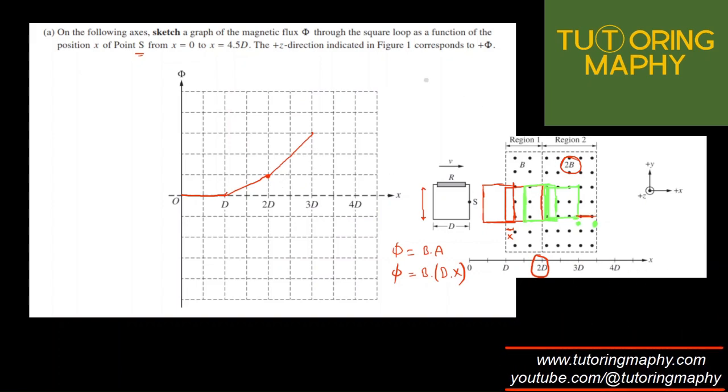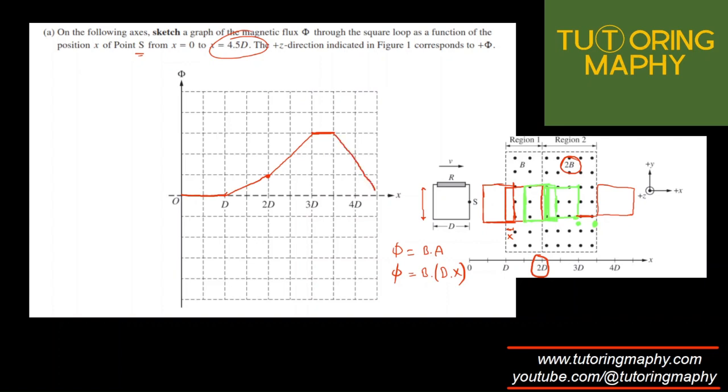From 3D to 3.5D, we already agreed that there is no change in the flux, so the flux is going to be constant. And then after that, the loop starts coming out. We have to go till 4.5D. So by 4.5D, of course, the entire loop will be out of the magnetic field, so the flux will drop to 0 linearly. So we'll make a linear drop, something like this. I think this is how the flux should look.